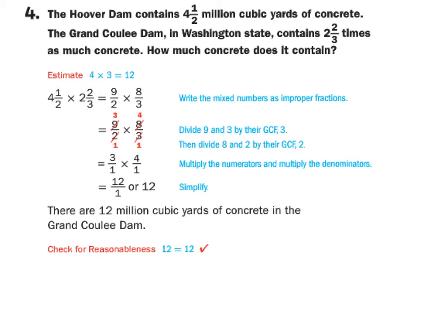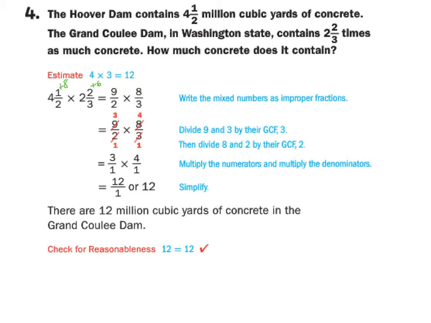So we'll start by getting rid of our improper fractions. 4 times 2 is 8. So 1 plus 8 is 9 halves. So then we take 2 times 3 and get 6. So we add 6 to our numerator and we get 8/3.